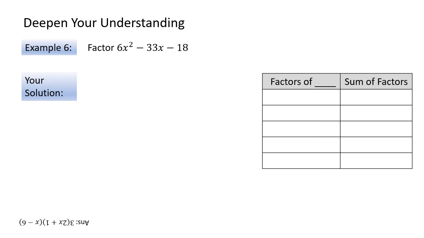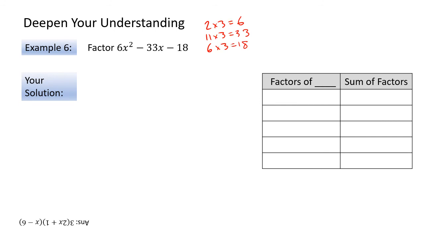Okay, so example number 3. Factor 6x squared minus 33x minus 18. Well, the first item I notice here is there is a number that I can factor out of all three of them. And that's because I know that 2 times 3 is 6, 11 times 3 is 33, and 6 times 3 is 18. So I know I can factor a 3 out of all three of these.